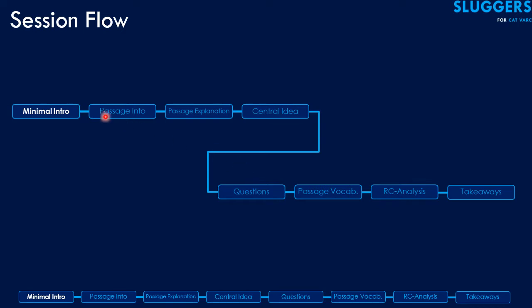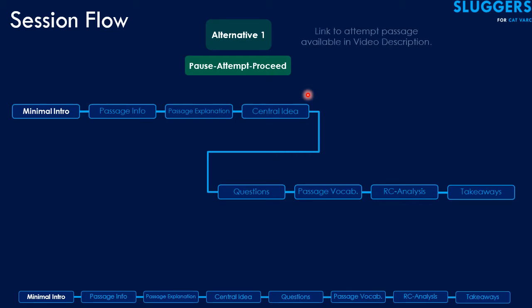So we'll be solving a passage. The first alternative in terms of how you can go about watching the session is pause, attempt, and proceed. What does pause, attempt, and proceed mean? That means before you go to the passage, the explanation, the central idea and the questions, you can pause the video, attempt the passage by yourself, and then come back to the video, unpause it, and proceed.